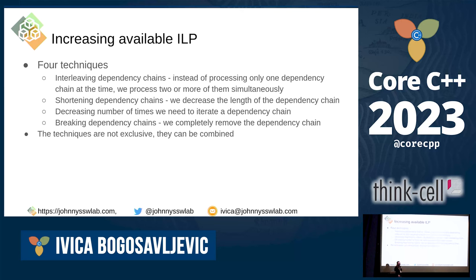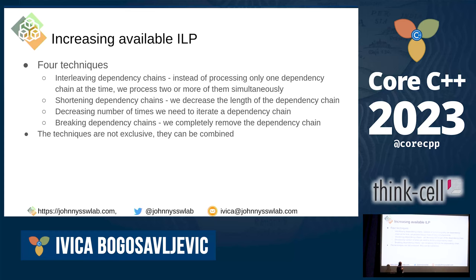Okay. So essentially, there are four techniques. The first one is interleaving. You have a dependency chain, then you take another dependency chain, and then you interleave them. You make a braid. And that actually helps, increases the level of ILP and makes your code faster. The second one is you can shorten the dependency chain.